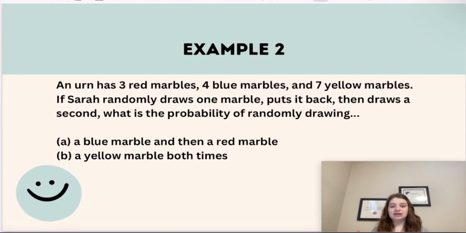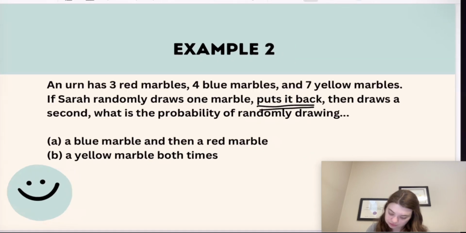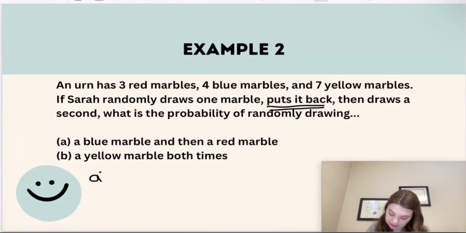So that's definitely something important to note in this question in particular: she puts the marble back into the urn after drawing it, because if she didn't, that would change which marbles were in the urn for the second draw. So let's start with part A, the probability of drawing a blue marble and then a red marble.